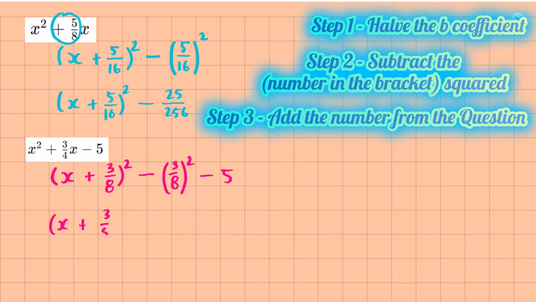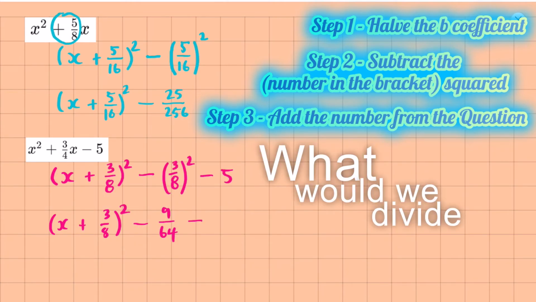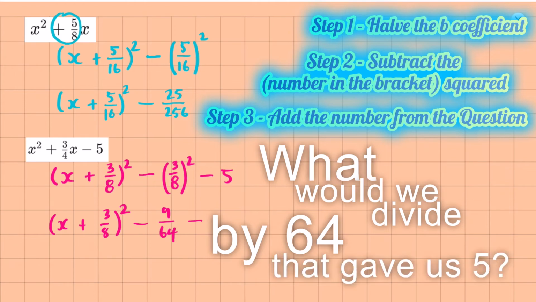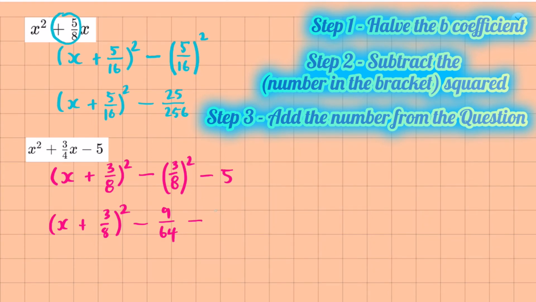And as we did before, we want to make this a number where we have 64 as the bracket. So we ask ourselves, what would we divide by 64 that gave us 5? Obviously that's going to be 5 times more than 64, which is 320.